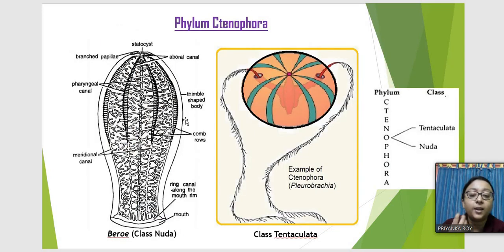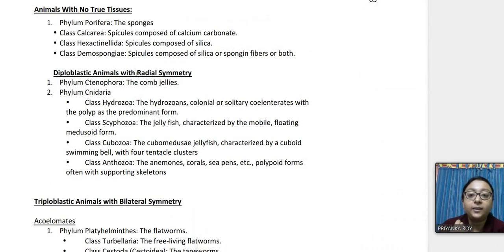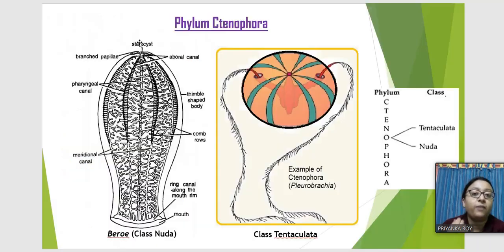Now coming to these kinds of organisms, there is a symmetry involved. Like I was saying, these animals have radial symmetry, and particularly phylum Ctenophora, the next phylum in order, has biradial symmetry. It has a combination of both bilateral and radial, so it can be cut in both ways. It has two classes, Tentaculata and Nuda. The one with tentacles is known as class Tentaculata, and the ones without tentacles are Nuda.